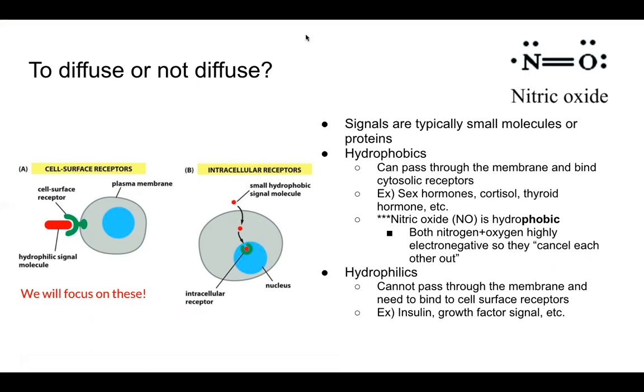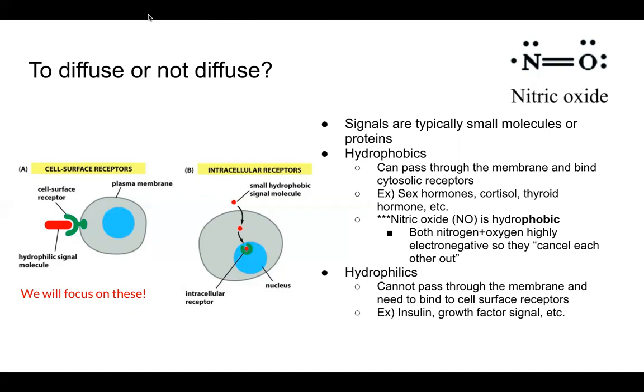Okay, cool. Like we said, the signals are usually ligands, which are small molecules. There are two different types of receptors: cell surface receptors and intracellular receptors. The hydrophobic signals usually bind intracellular receptors. They can pass through the membrane and bind to cytosolic receptors. Examples are sex hormones or thyroid hormones. Nitric oxide is hydrophobic, because both nitrogen and oxygen are electronegative and their charges cancel each other out, so that's how it can get into the cell.